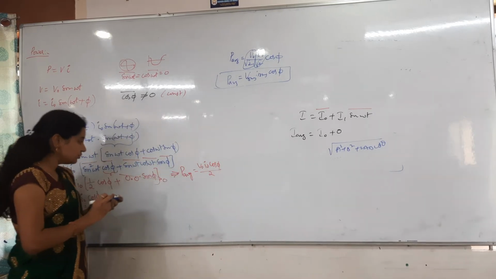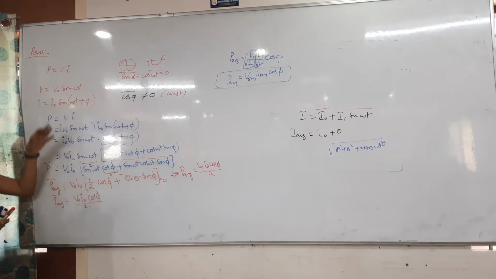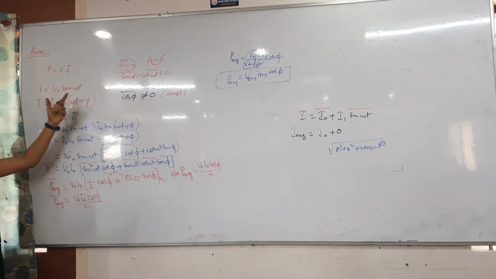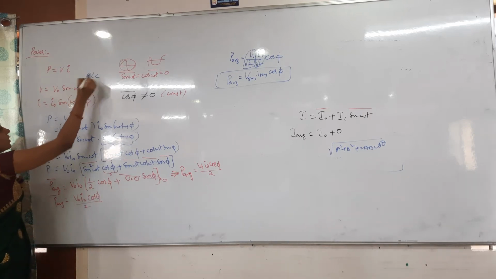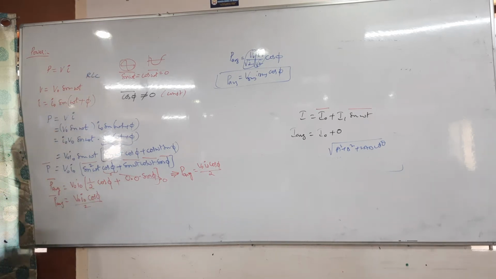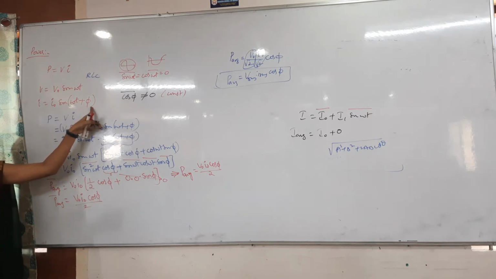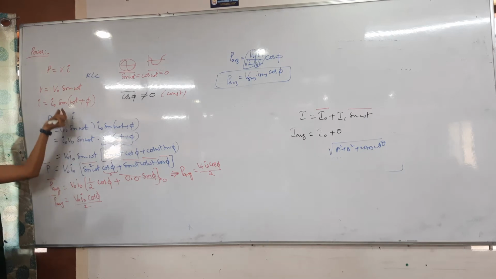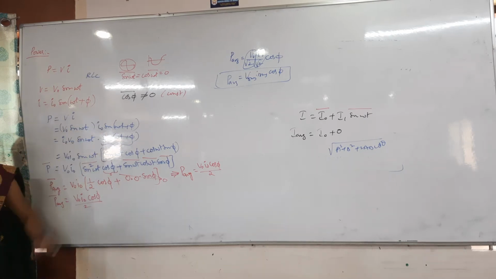Listen again, I will do it fast, so listen properly. I have taken power equals voltage into current, AC voltage and AC current. Obviously I have considered the RLC circuit here, so there will be a phase difference between the voltage and current. That phase difference I am taking as phi. Then P equals V into I, where V is V naught sin omega t and I is I naught sin(omega t plus phi).